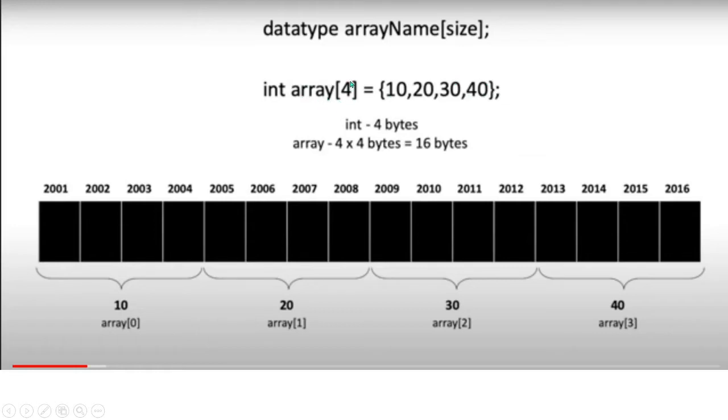We are defining an array of dimension 4. We can define it in curly braces, and in between the variables we have to give commas. So here 10, 20, 30, 40 is an array of dimension 4. As you know, every integer occupies 4 bytes of storage. So for a four dimension array, the memory allocated for this array will be 4 into 4 bytes, that is equal to 16 bytes.